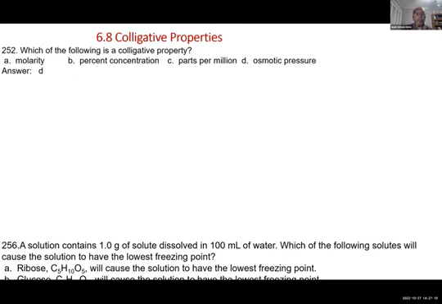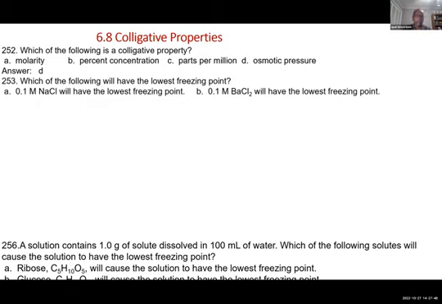Which of the following is a colligative property? Osmotic pressure. Osmotic pressure is one of the colligative properties. Other is freezing point depression, boiling point elevation. There are 3 main ones that we are focused on. Which of the following will have the lowest freezing point? Colligative properties are defined as properties of solvent solution that depend on number of particles in solution that count the ions or molecules.